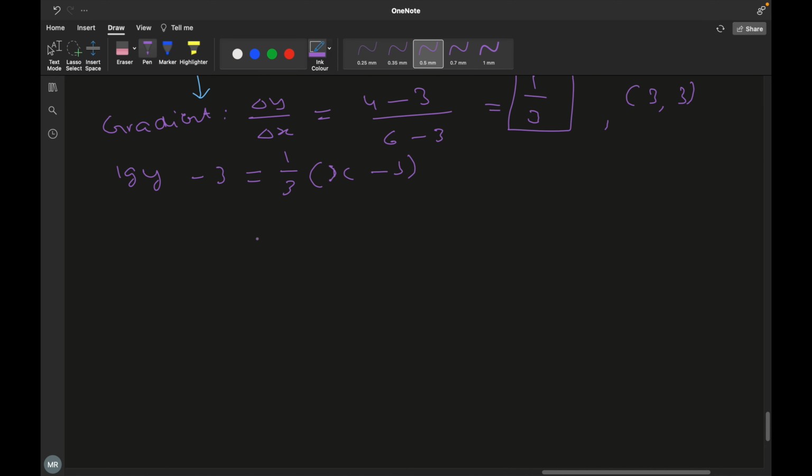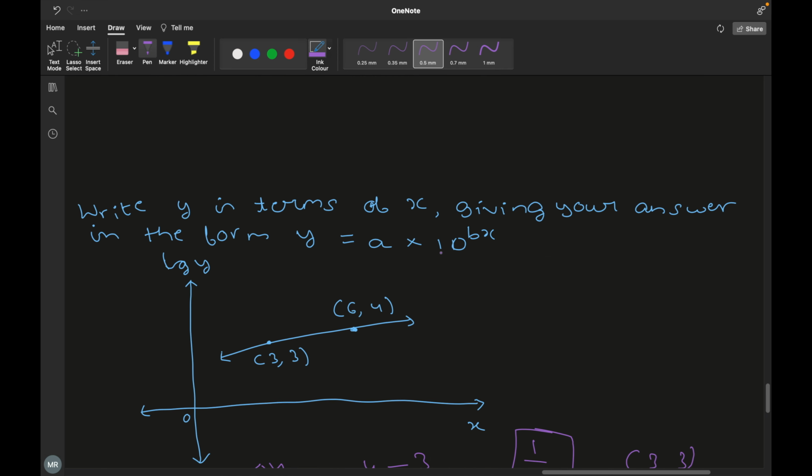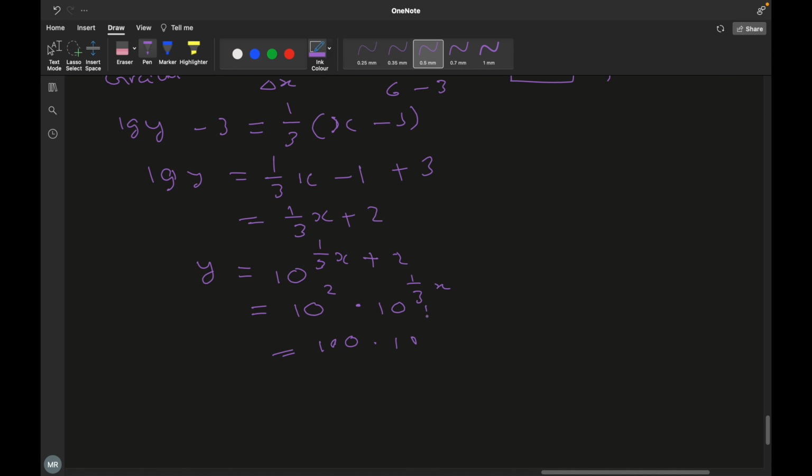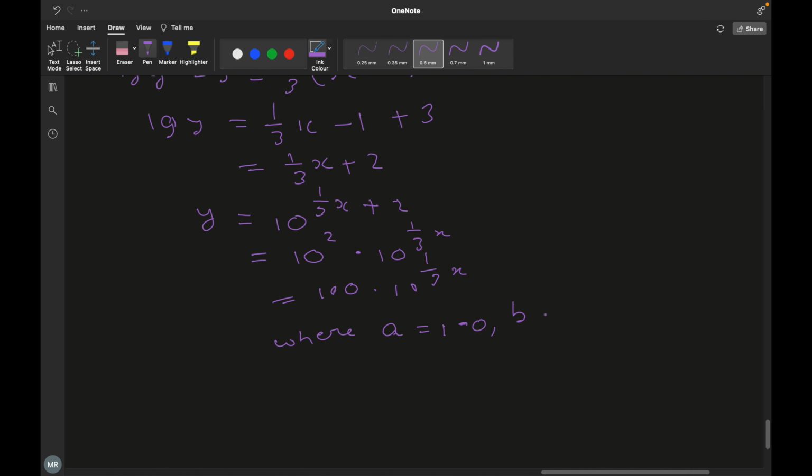Okay, so now let's simplify this. lg y equals 1 by 3x minus 1 plus 3. So this will be 1 by 3x plus 2. And now let's write this in terms of y. So y will be 10 to the power of 1 divided by 3x plus 2. But then they want the answer in the form of a into 10 to the power of bx. So now let's rewrite this. So this will be 10 to the power of 2 into 10 to the power of 1 divided by 3x. 10 squared is 100 into 10 to the power of 1 divided by 3x, where a equals 100 and b is 1 divided by 3. So this is our final answer.